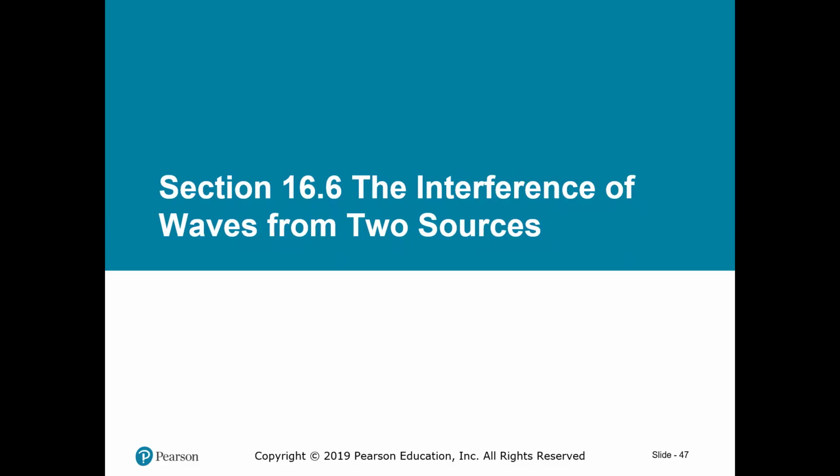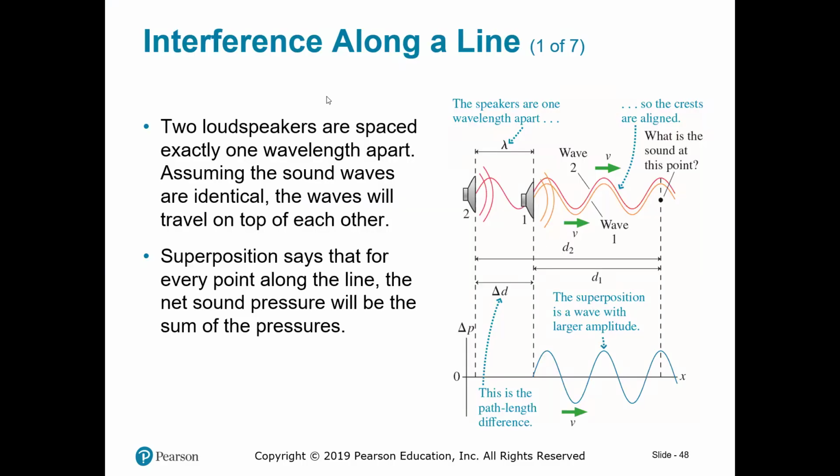Hello, today I'm going to talk about the interference of waves from two sources. So again, assuming now we have two speakers, spaced by exactly one wavelength apart. So the distance between these two speakers is one wavelength, right? And then assuming the sound waves are identical, meaning they have the same sound source whose wavelength is the same, right? And then the waves will travel on top of each other, right? So the red speaker sound travels like this, and the yellow one travels this way.